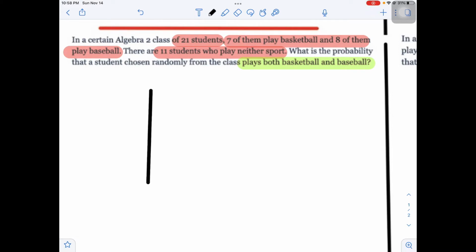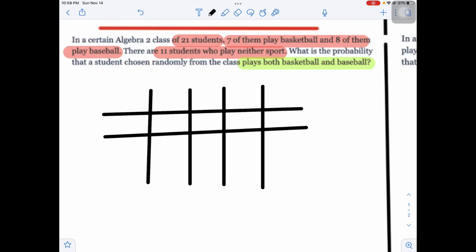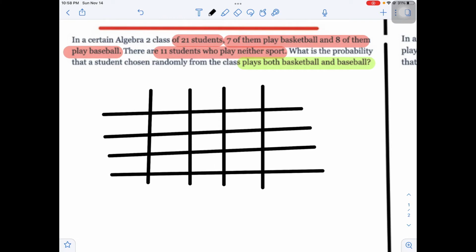1, 2, 3, and 4. Then I'm going to draw 4 horizontal lines. So 1, 2, 3, and 4, just like that.